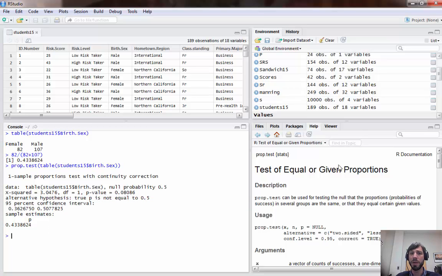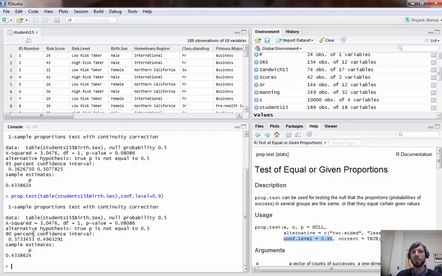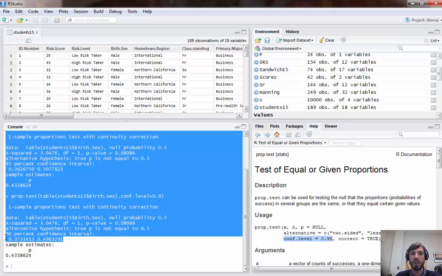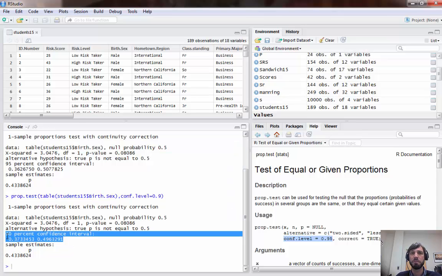If you'd like to learn more about this function, you can use the help menu and look up prop.test. And you can see that there are some options, some of which may not make sense to you yet, but one of them which should stand out here is this confidence level option. You can see that the default is 0.95. However, if you'd like a different confidence level, you can simply change that to 0.9, for example, and get a confidence interval for this new level.